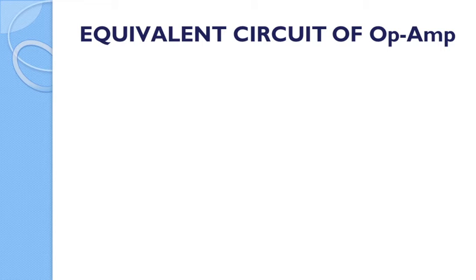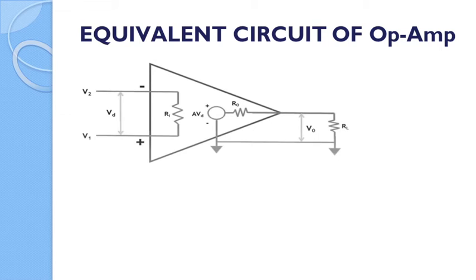As you can see, we have two inputs. This is a basic architecture, right? This is the basic equivalent circuit of the operational amplifier. We have two inputs, V1 and V2. V2 is our inverting input, which is denoted by the negative sign, and V1 is our non-inverting input.